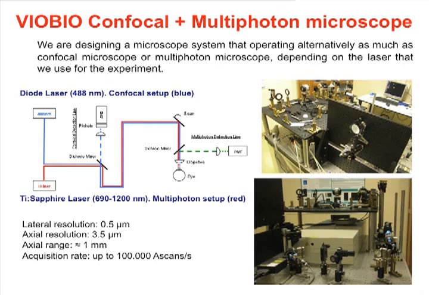It's possible to have a reflection configuration like this to measure the multiphoton excitation fluorescence, or a transmission configuration, very useful for the second harmonic generation measurement. Our resolution parameters are typical for a confocal system: half a micron for the lateral resolution and 6 times more for the axial resolution.